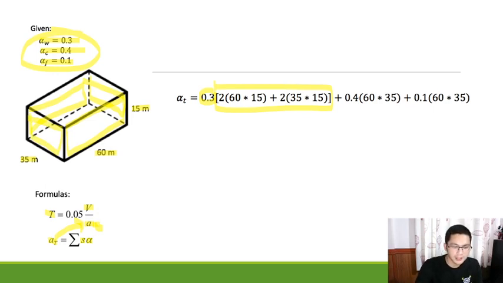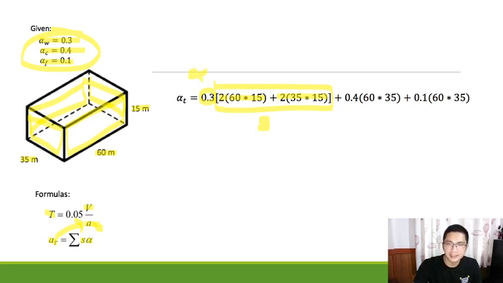So, ano yung surface area nitong wall na to? 60 times 15. So, ito yon. Dalawang wall siya, magkabila. So, times 2. And then, ito namang wall na to, this is 35 times 15. Kuha mo na yung area nito. Dalawa din siya. So, 2 times 35 times 15. So, ito na yon. This is your surface area ng wall. And this is your alpha ng wall.